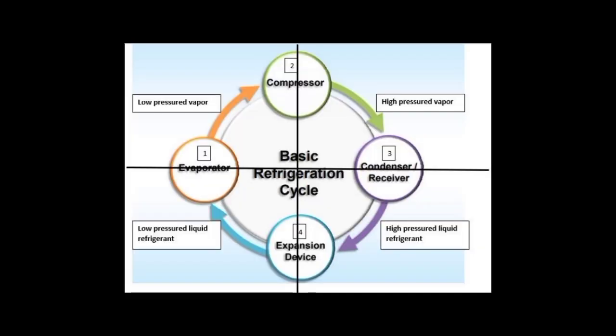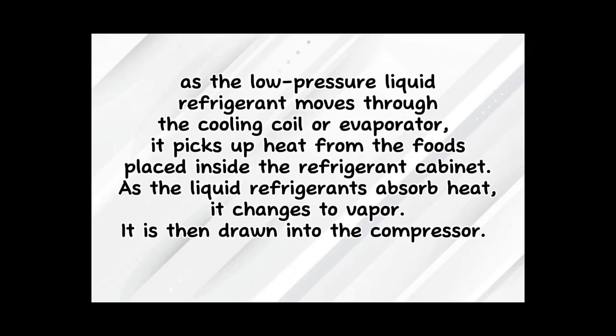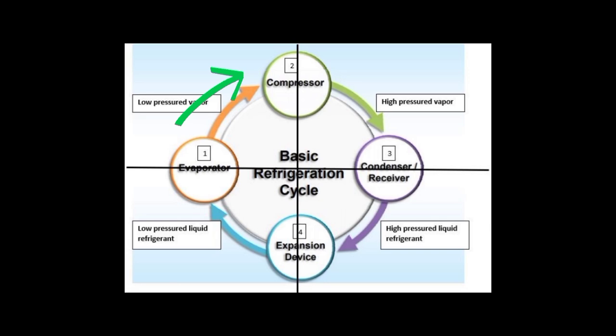Refrigeration cycle. At point 1, as the low-pressure liquid refrigerant moves through the cooling coil or evaporator, it picks up heat from the foods placed inside the refrigerator cabinet. As the liquid refrigerant absorbs heat, it changes to vapor. It is then drawn into the compressor.